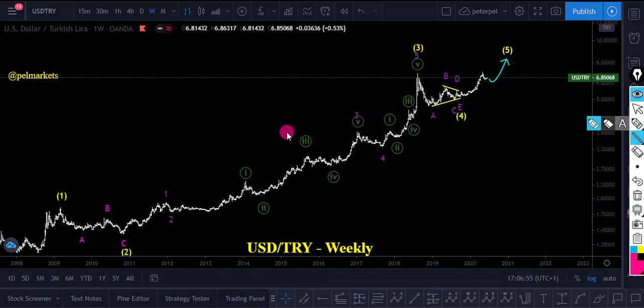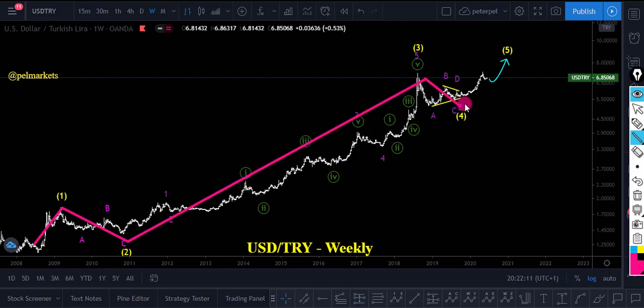With that, we've seen on the weekly a nice 5-wave impulse forming of 1, 2, 3, 4, 5, and on wave 4 we had a nice triangle of A, B, C, D, E, and now we are looking at the last impulse to complete yellow wave 5. So if we go to the lower time frame, this is how we are going to trade this.